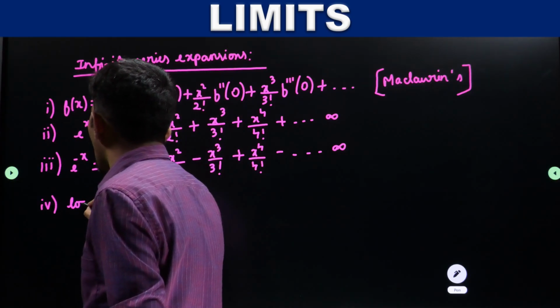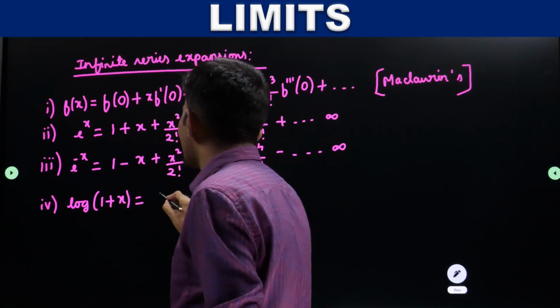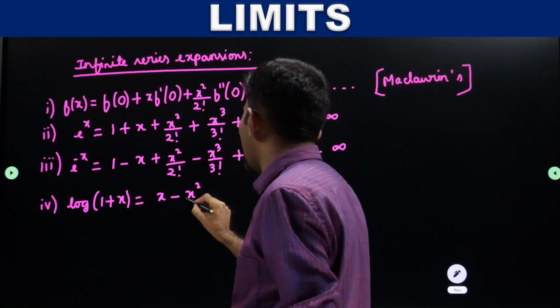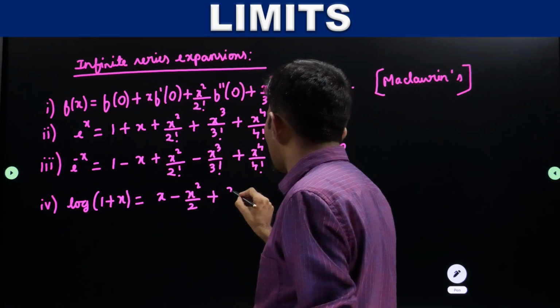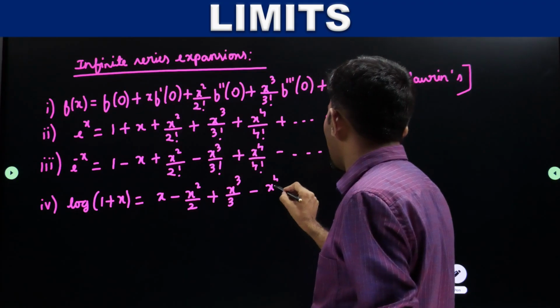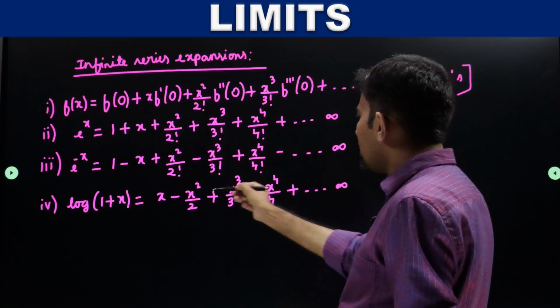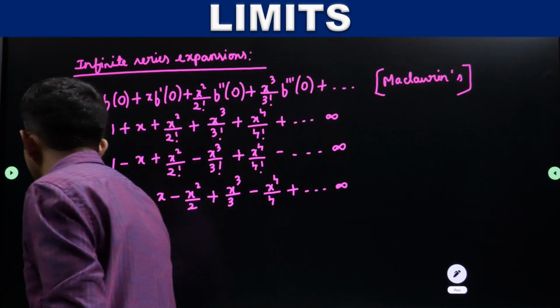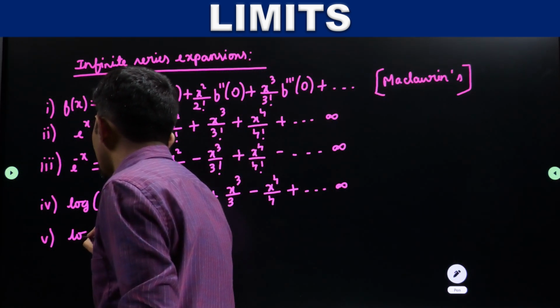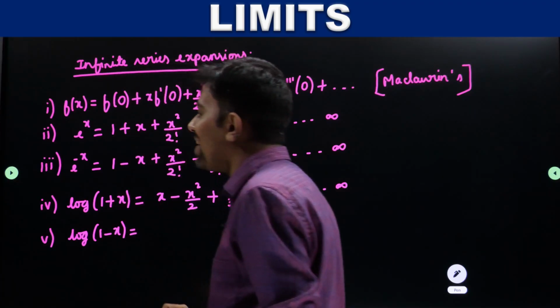Also you can write for log 1 plus x. Log 1 plus x is given by x minus x square divided by 2 plus x cube divided by 3 minus x power 4 divided by 4, etc., up to infinity. No factorial here. Don't get confused. There is no factorial in series expansion for log 1 plus x and log 1 minus x.